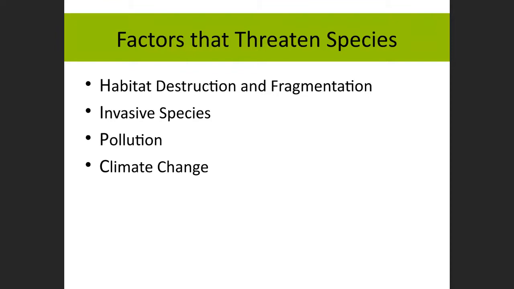And finally, our last topic is climate change. This does not mean that these are the only things that threaten species. Obviously, poaching is a major issue as well. Animal trade, over exploiting organisms for food, so overfishing, things like that. But these are just the ones we're focusing on. We're going to take a break here and then move on to climate change in our last lecture.